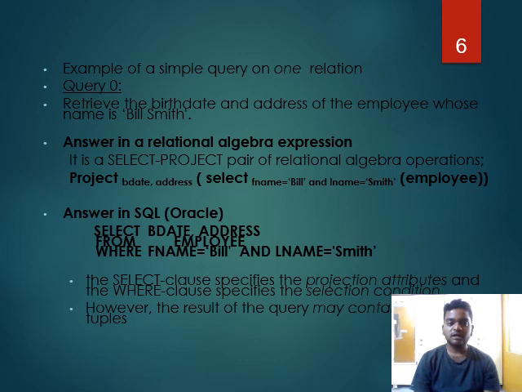Answer: in a relational algebra expression it is a select-project pair of relational algebra operations. Project birth date, address and select fname equal to John and lname equal to Smith on employee. In SQL: select birth date, address from employee where fname equals John and lname equals Smith. The select clause specifies the projection attributes and the where clause specifies the select condition. However, the result of a query may contain duplicate tuples.